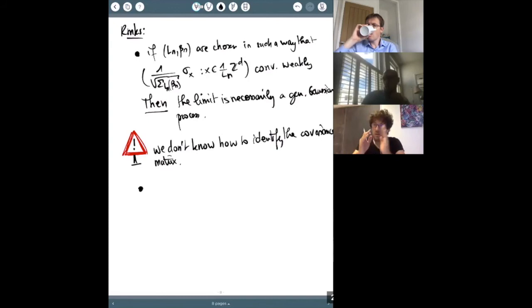By the way, we don't even know that there exists a covariance which is the same for any subsequential limit. So we don't have that there exists a limit. Okay, that's another point.